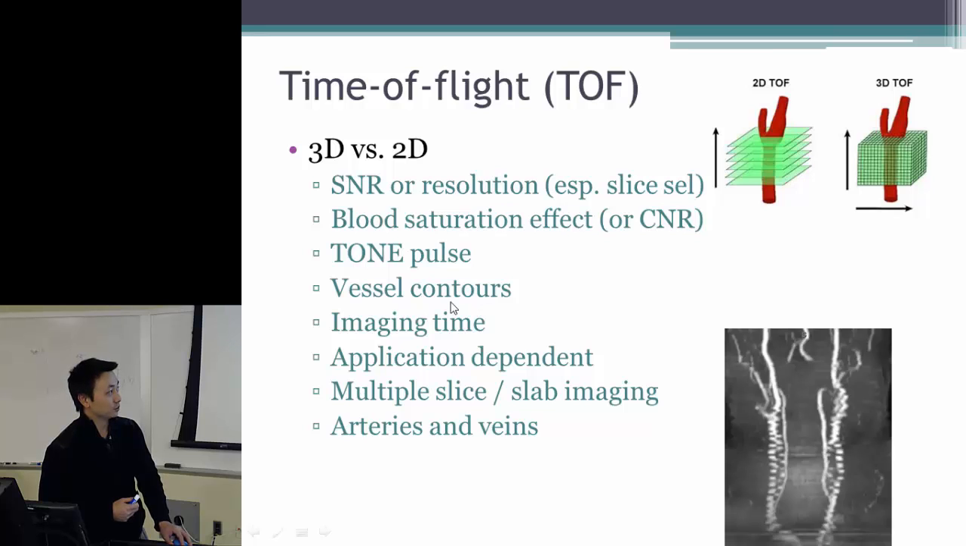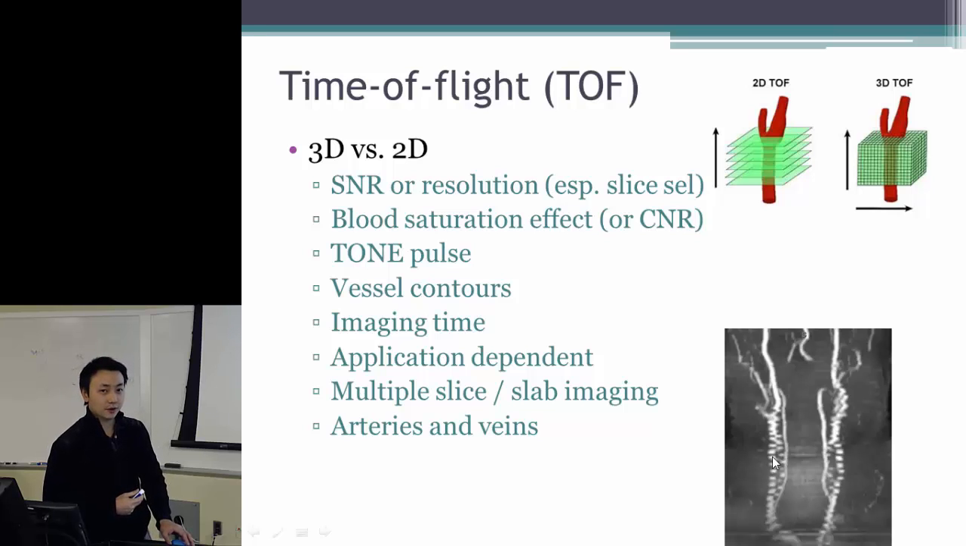But on the other hand, as for the resolution, we can see that the vessel contours will be much smoother in 3D because of the high resolution along the slice select. And also for the 2D, there is also one problem.